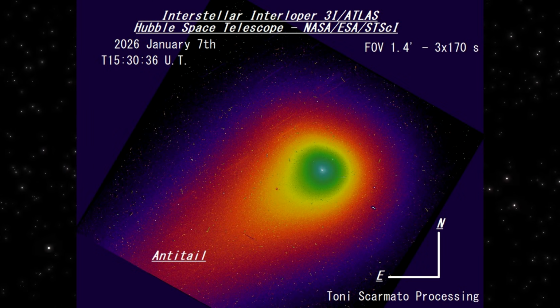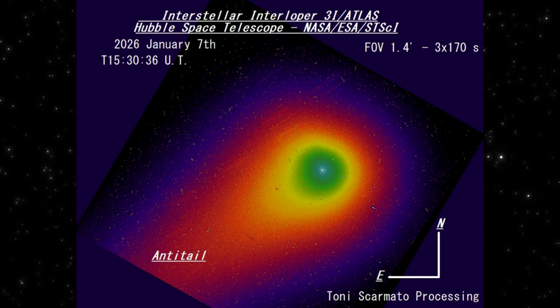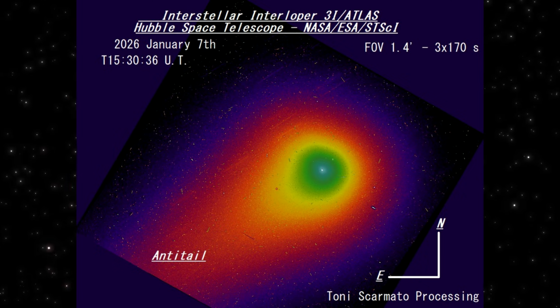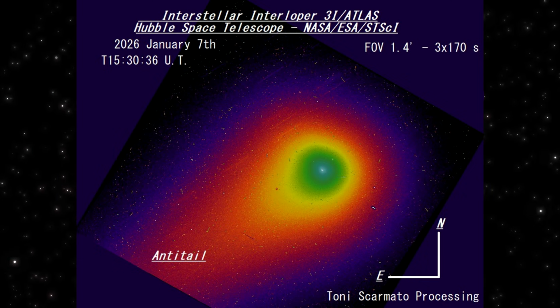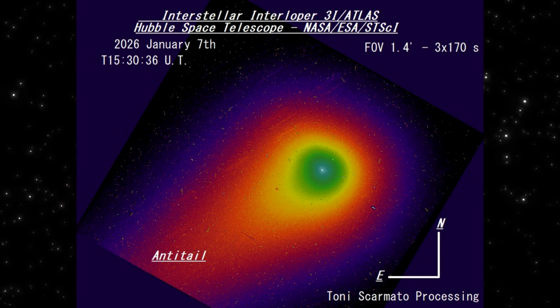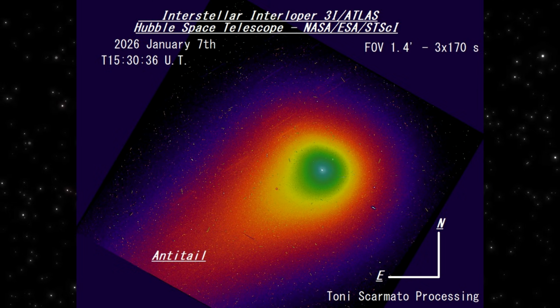It's geometry and dust dynamics doing something counterintuitive. Dust that was released earlier in the orbit can settle into the orbital plane. Under the right viewing angle, that dust lines up and appears to point back toward the sun, creating an anti-tail that looks wrong until you understand the geometry behind it.